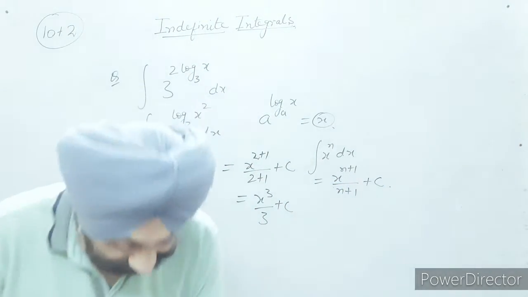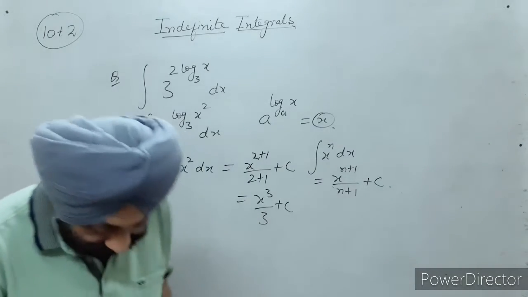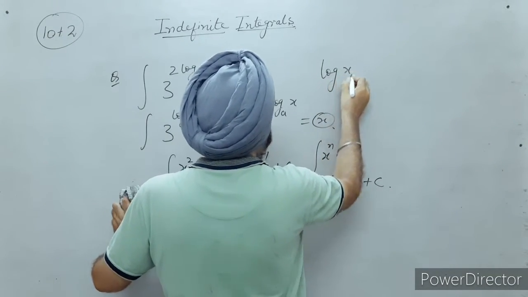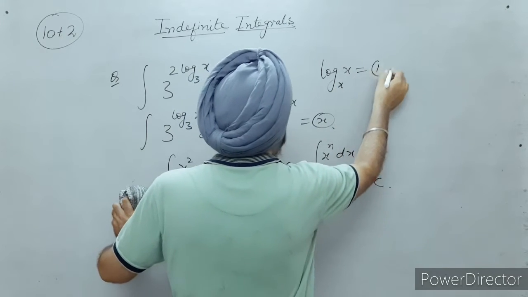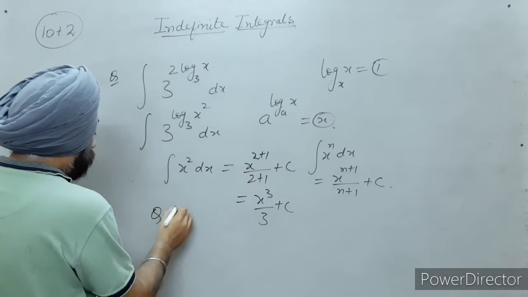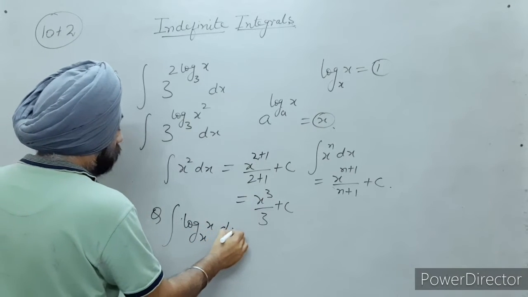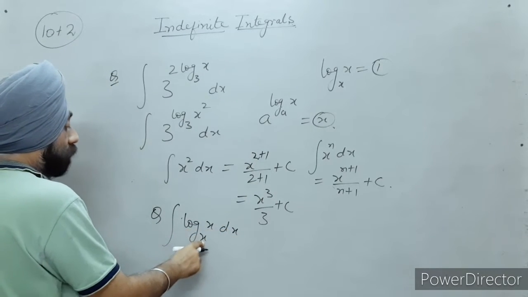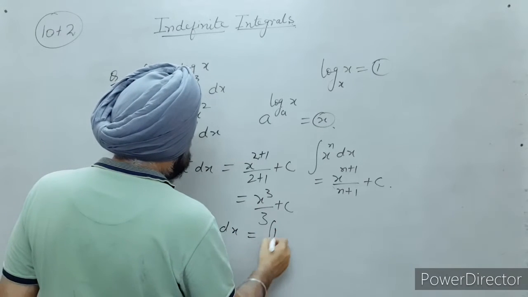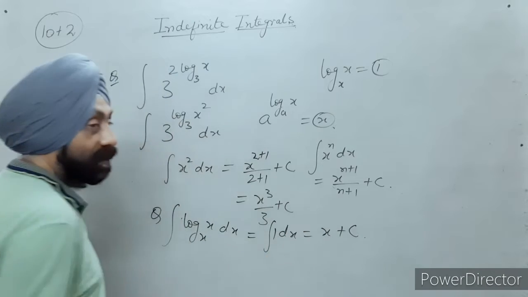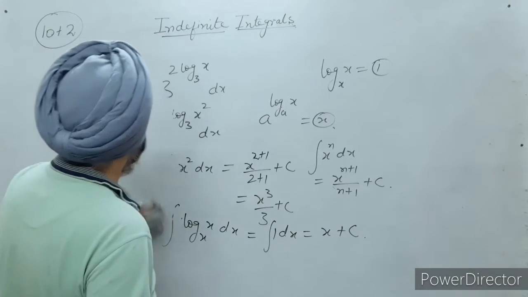Now, the next sum. We know that log of x to the base x is 1. Now, the question can be: integrate log of x to the base x. I know log of x to the base x is 1. So, the integral of 1 dx is simply x. I have to write plus c also, the constant of integration.